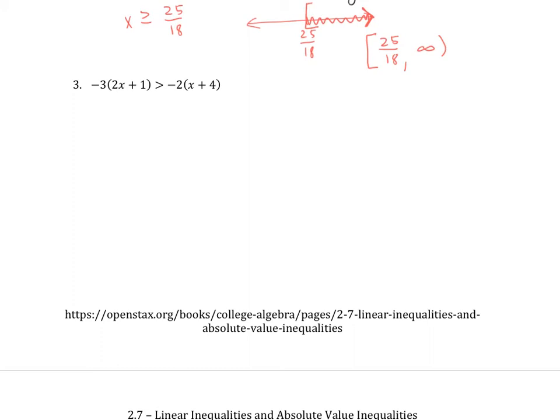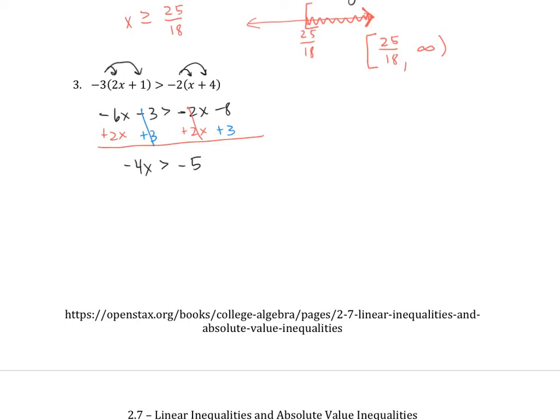All right, number 3. We're going to do the same thing here, solve for x. We need to distribute to get rid of the parentheses. So we're going to have negative 6x minus 3 is greater than negative 2x minus 8. Now we're going to move our x's to the left, and we're going to move our constants to the right. When we do that, we will get negative 4x is greater than negative 5.